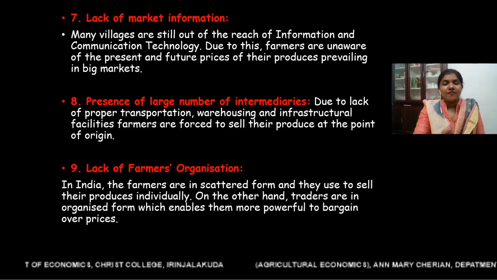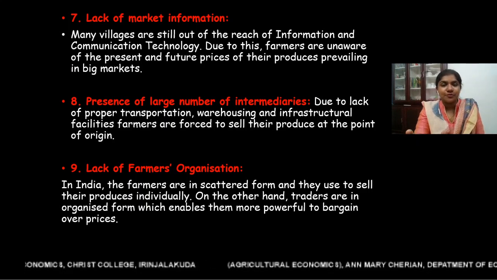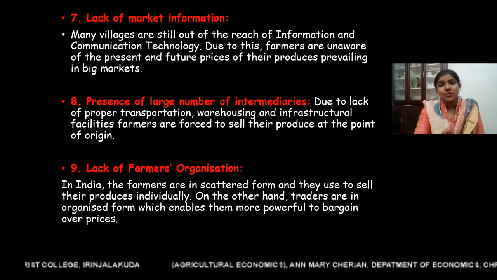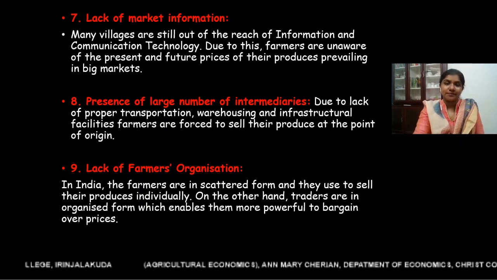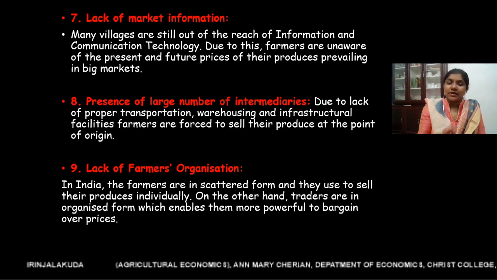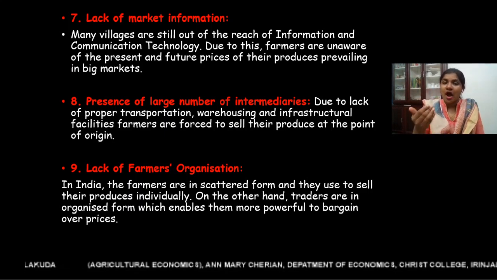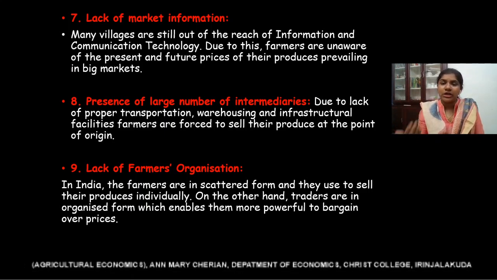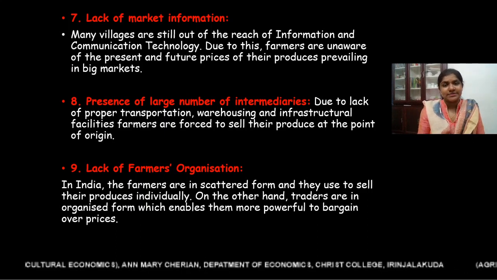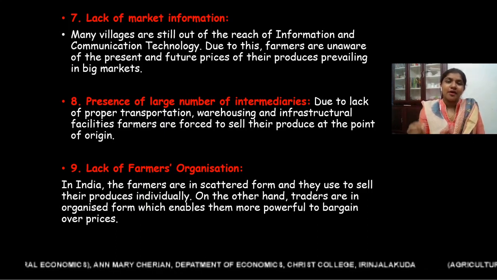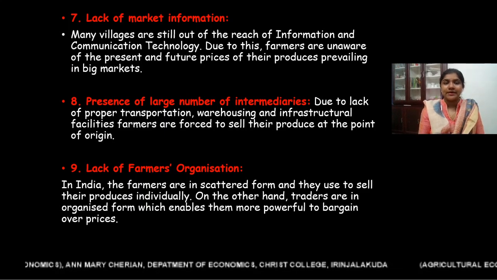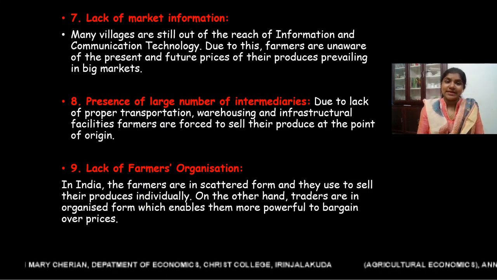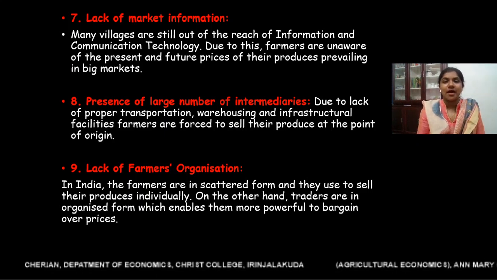Due to this, farmers are unaware of the present and future prices prevailing in the market. So they are usually exploited by the intermediaries. The ignorant farmers who are unaware of the prices will sell their products at whatever prices are charged by intermediaries. So here, farmers are exploited by intermediaries due to lack of market information. So market information is yet another important issue faced by Indian agricultural marketing.